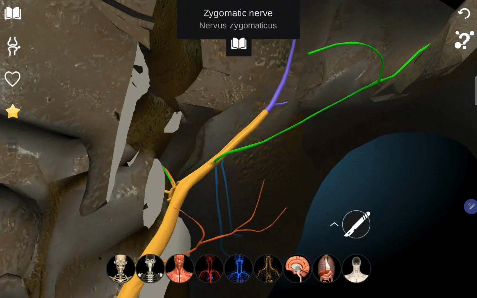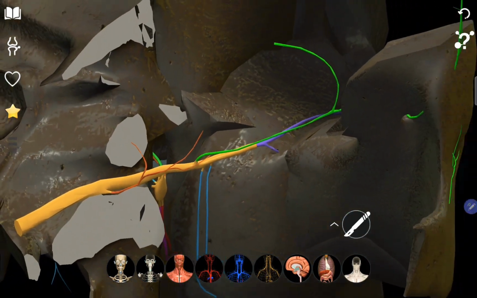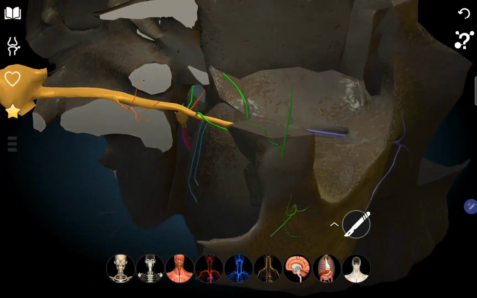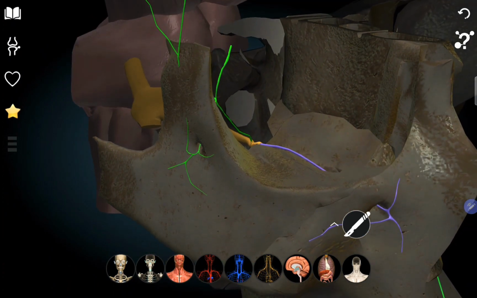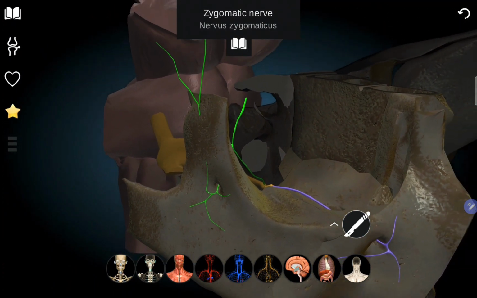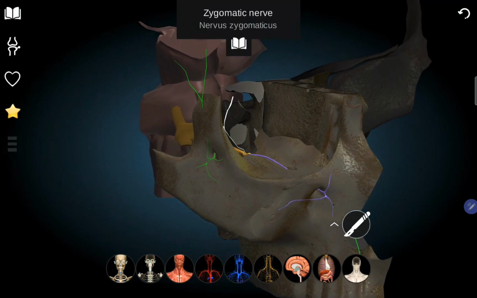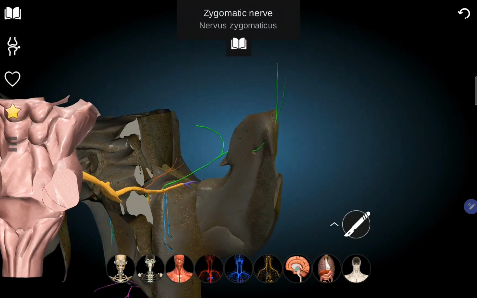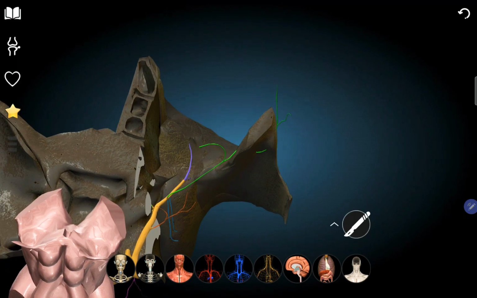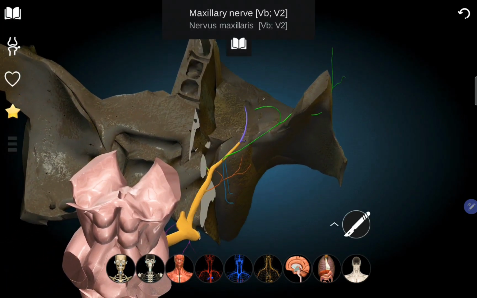next branch is the zygomatic nerve, the one in green you can appreciate. Then we have the PSA. So this zygomatic nerve, you can see, supplies the zygomatic arch, zygomatic bone. So it is coming from the zygomatic arch. You can see it is supplying the zygomatic bone. So this is the zygomatic nerve.